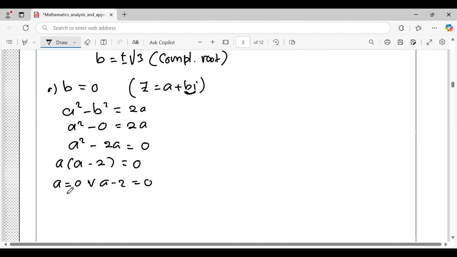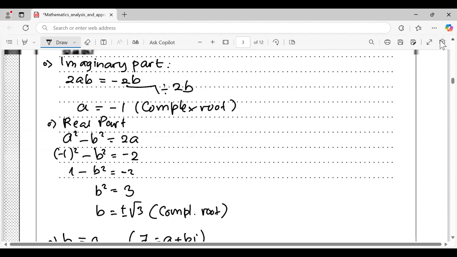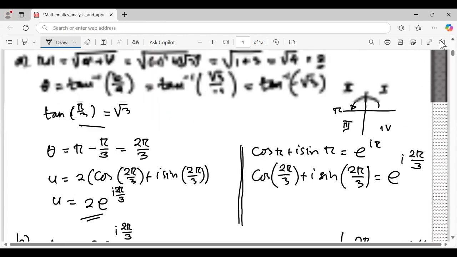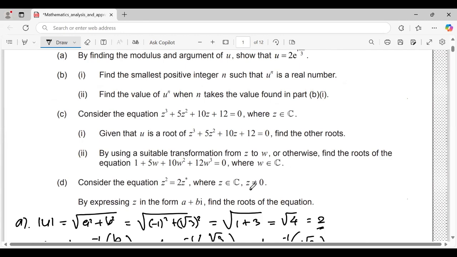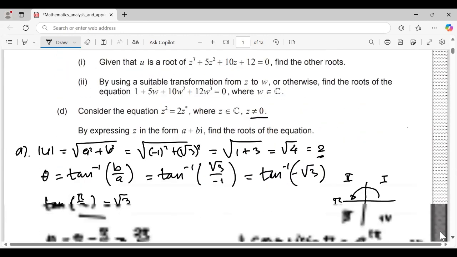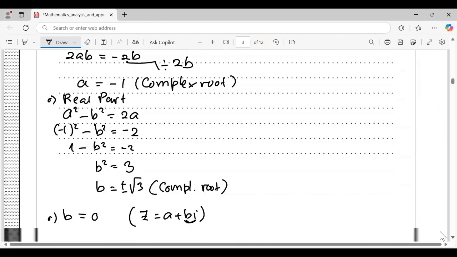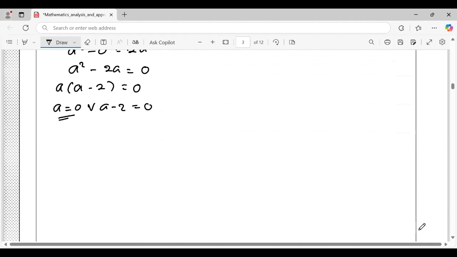But we are not using a equals 0. Discard a equals 0. Why? Because according to the information, c cannot be 0, the roots cannot be 0. So discard a equals 0. So a equals 2. This is the real root.